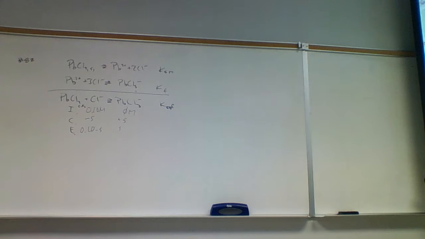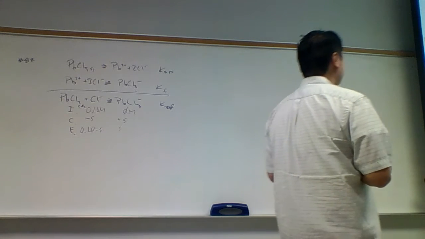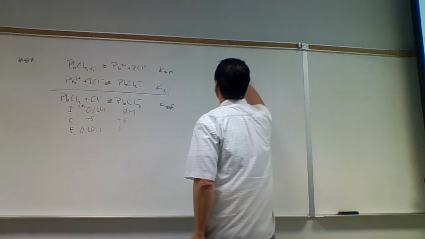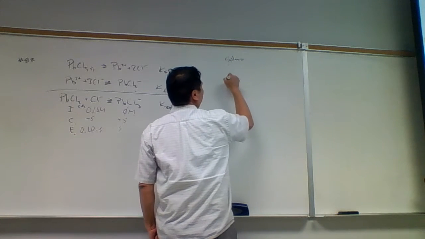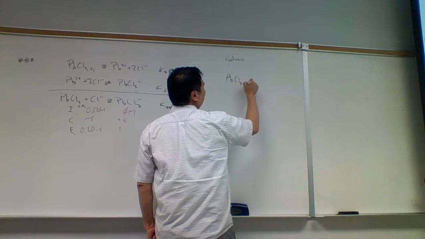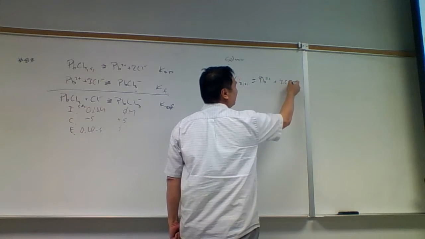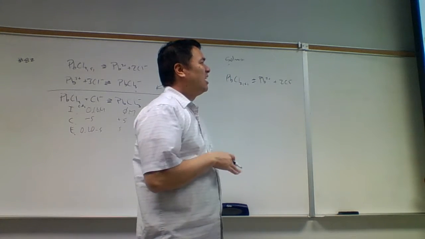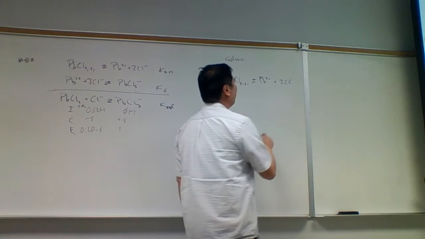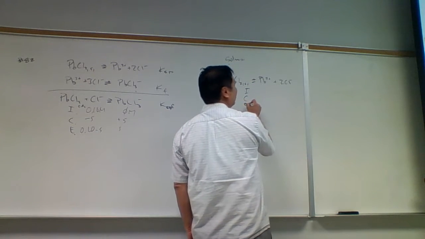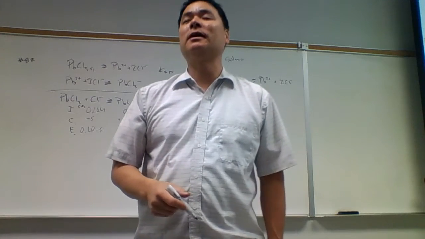Okay, thank you. Now let's see what the solutions manual did. The first thing we noticed is the solutions manual didn't do the combined method. They did the KSP, so we take PbCl2 solid, and then we go to Pb2 plus and 2 Cl minuses. And then they didn't set up the ICE table either, but let's set up the ICE table, because that's what we do.